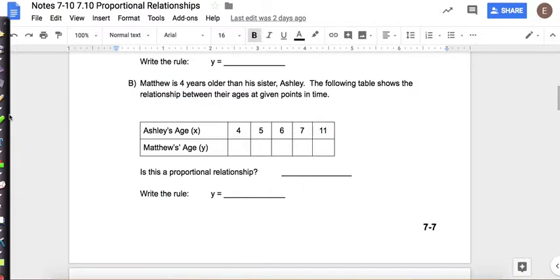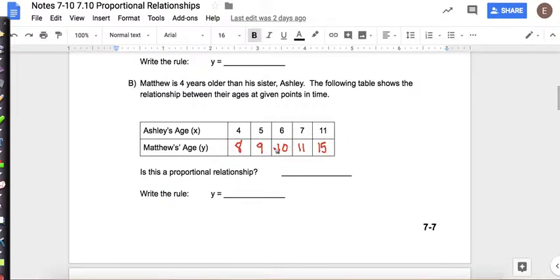So Matthew is 4 years older than Ashley. So if Ashley is 4, that would make Matthew 8. If Ashley is 5, that would make Matthew 9. When she's 6, he is 10. When she's 7, he is 11. And when she is 11, he is 15.